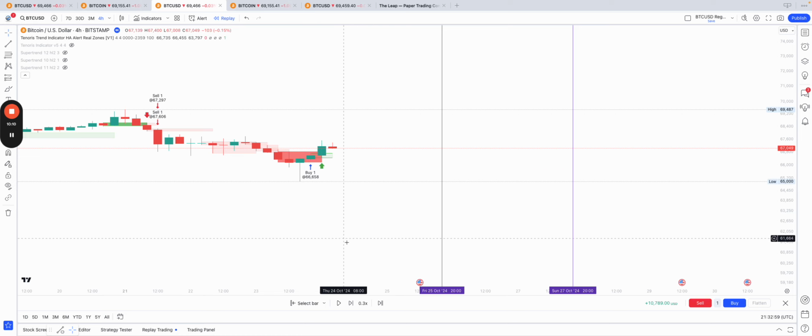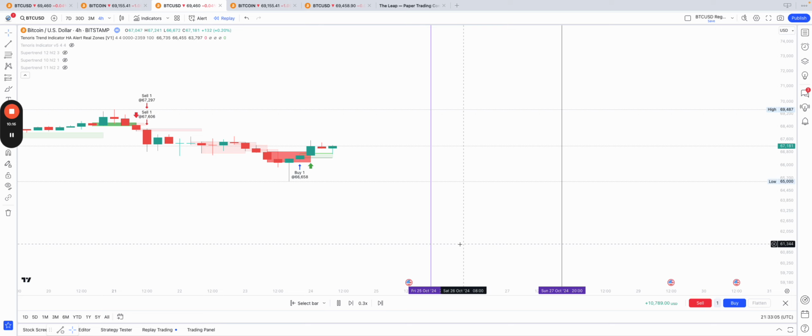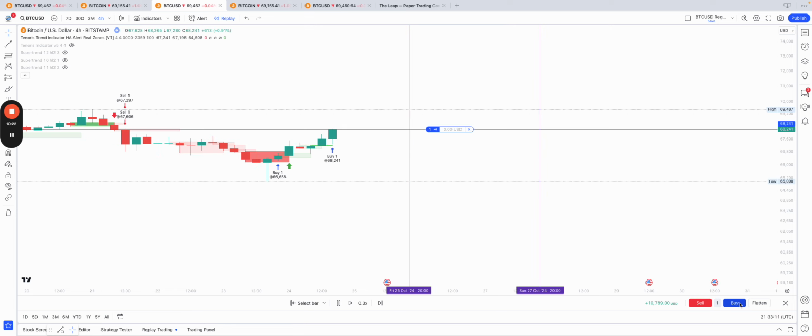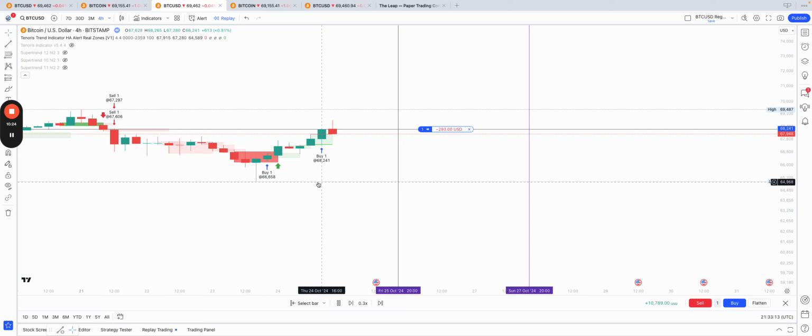Long. I'm going to let this run a little bit. Let's see if we get past this area. If it does, I'd go long. This is so tight, we don't really have a good sense of direction here. Okay, so we're out of the woods here, going long again.